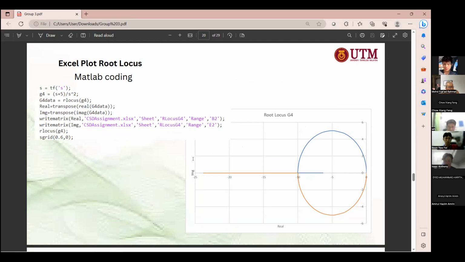Question: how do you import the data from the Matlab root locus to Excel? Because the data has two parts, the real part and the imaginary part, how do you differentiate? We declare real equals the transposed data. Because we already set the G4 data as the root locus, we create another variable called real, transpose it, and capture the real data from G4. Then for imaginary we also create another variable and capture it again.